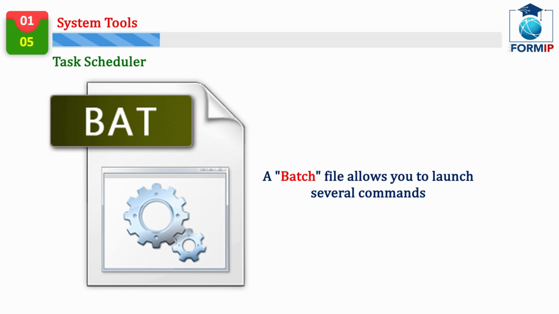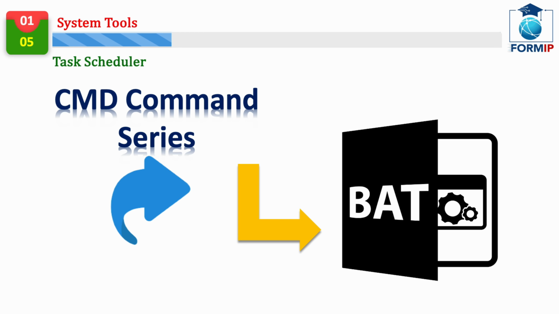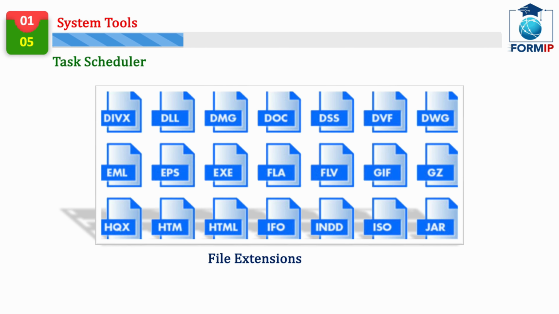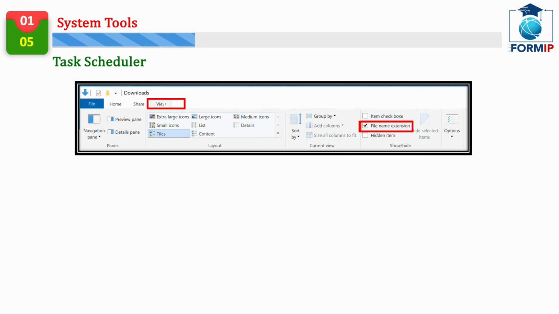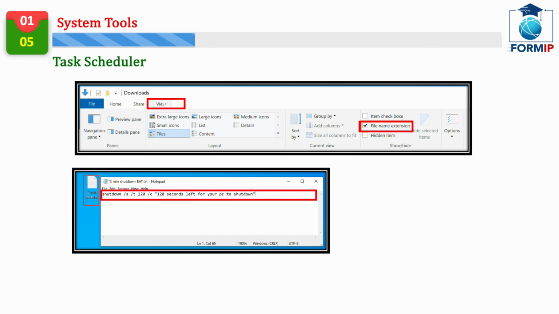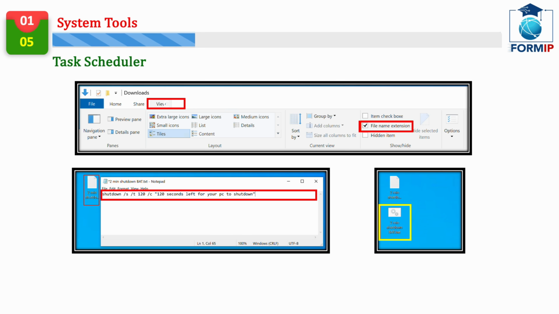What we're going to do before we schedule a task is turn our shutdown shortcut into a text file with the extension .bat. Before starting, to make it more readable, we will display the extensions of our files. To do this, open a File Explorer and in the View tab, click on File Name Extensions. Now we're going to start by creating a notepad and enter inside the command that allows us to turn off the PC automatically after 2 minutes, leaving us a little message to warn us. Then, simply change its extension from .txt to .bat.